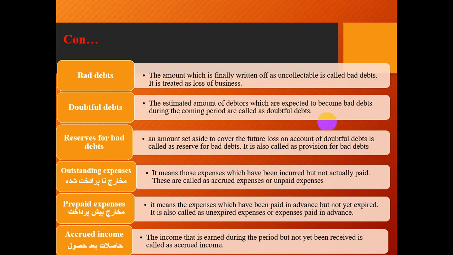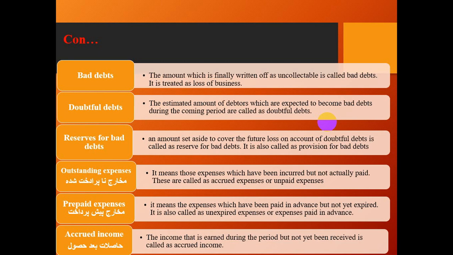The doubtful debt is the estimate of the amount of debtors which is expected to become bad debt during the coming period. Doubtful debt is the amount of credit that you sell to someone, and you have a doubt whether he will pay you or not in the future. The amount which we are saving for recovering bad debt losses is called reserve for bad debt. It is the amount that we are saving with ourselves, and if bad debt occurs in the future, we will use it to recover the losses so that our businesses are not affected.